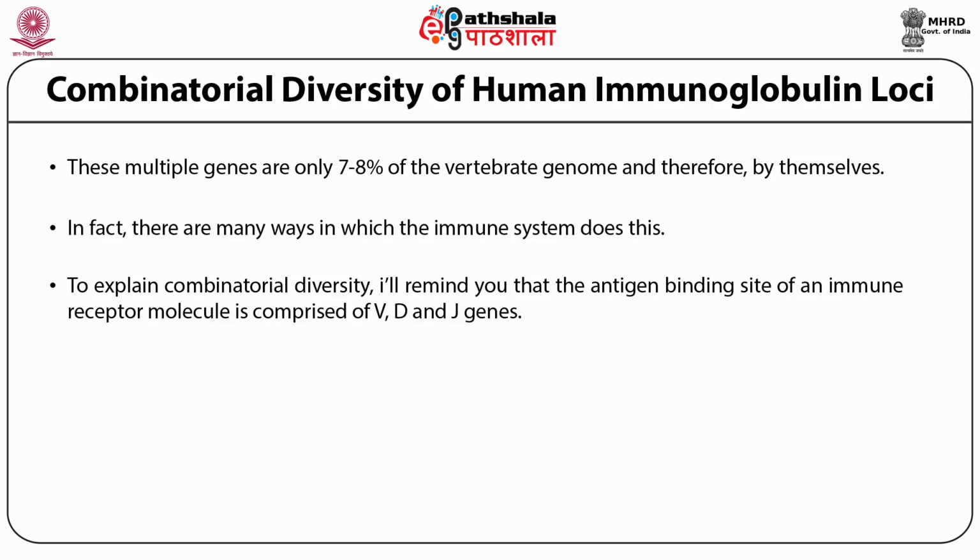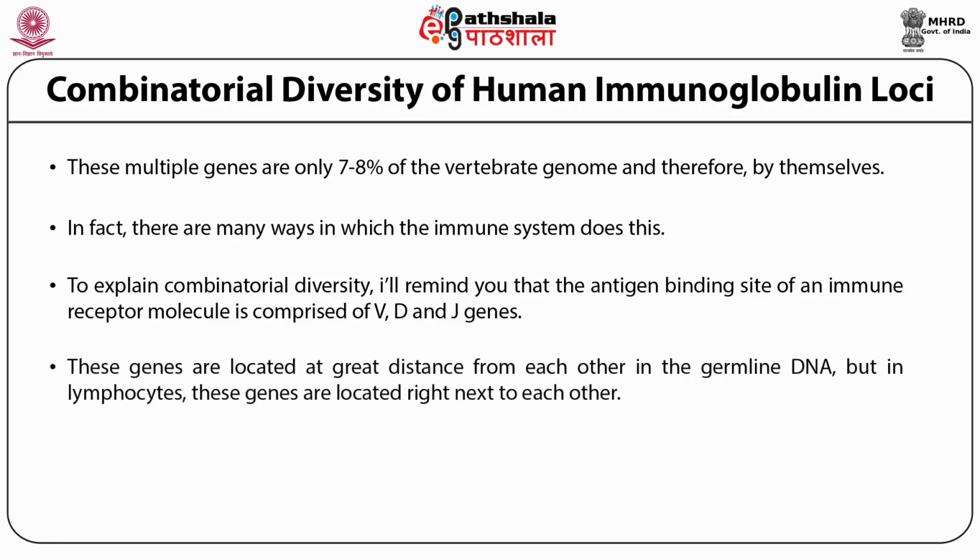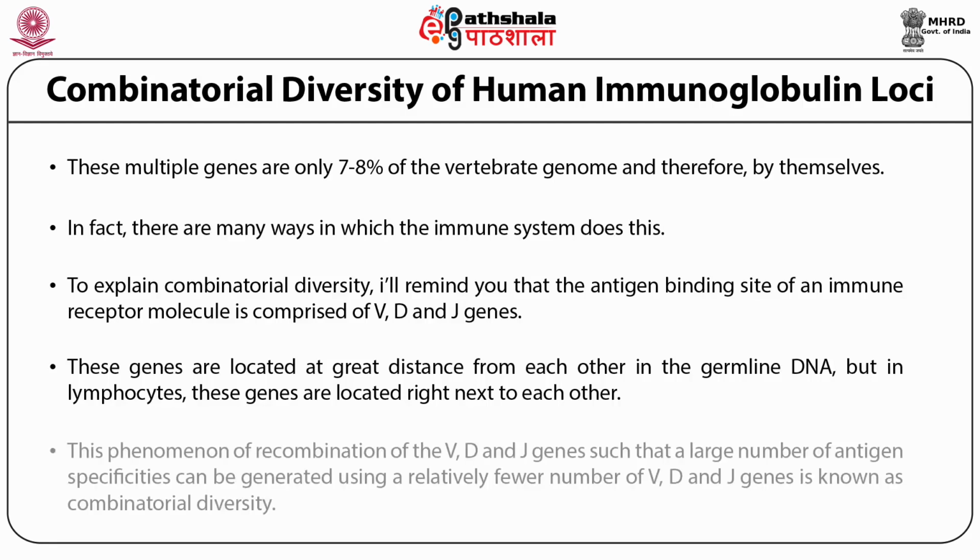As seen from Tonegawa's experiment, these genes are located at great distance from each other in the germline DNA. But in lymphocytes, these genes are located right next to each other. Now, this coming together of V, D, and J genes can occur in many possible combinations. This phenomenon of recombination of the V, D, and J genes such that a large number of antigen specificities can be generated using a relatively fewer genes is known as combinatorial diversity.